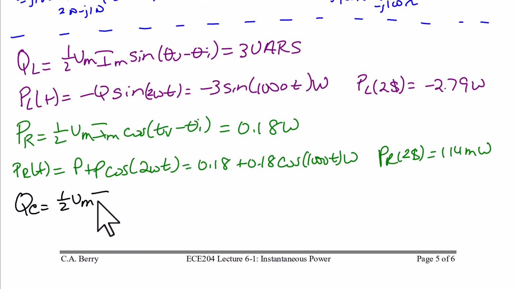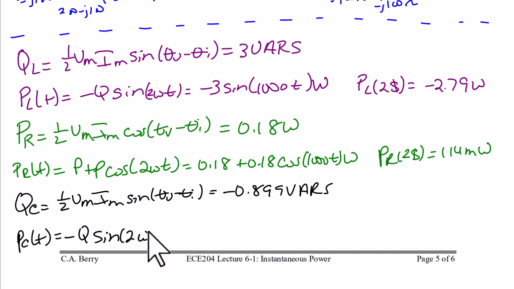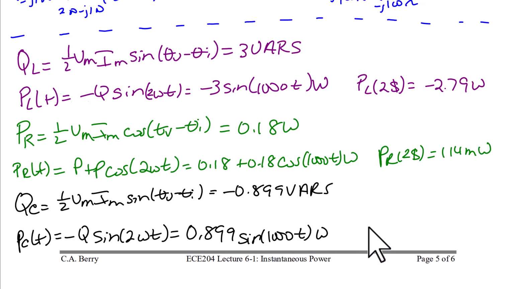Now let's do the capacitor. The reactive power for the capacitor is 1/2 Vm sine theta V minus theta I, which is negative 0.899 var. And the instantaneous power for the capacitor is negative Q sine 2 omega t, or 0.899 sine of 1000 t var. Then we find the power at 2 seconds for the capacitor, and we find that that equals 0.836 watts.